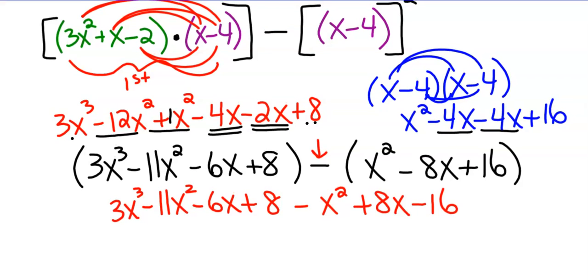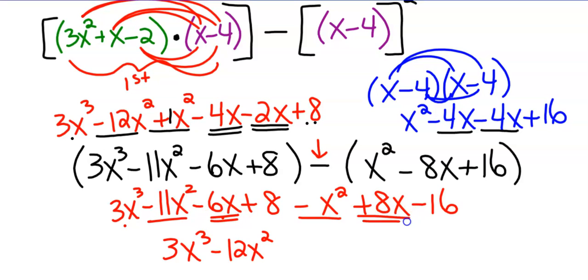And then lastly, following our directions, polynomial in standard form, I have to combine everything as much as possible and write it from high to low power. So 3x cubed, negative 11x squared, and negative 1x squared is negative 12x squared. Negative 6x and positive 8x is plus 2x. And lastly, we have 8 and negative 16 is negative 8. And that is your final answer.